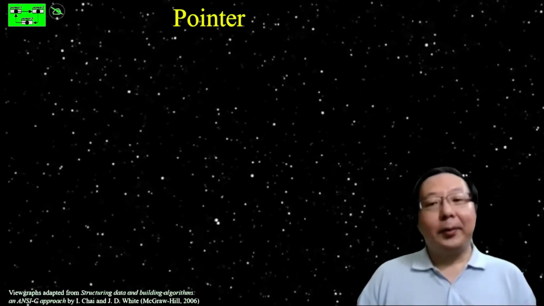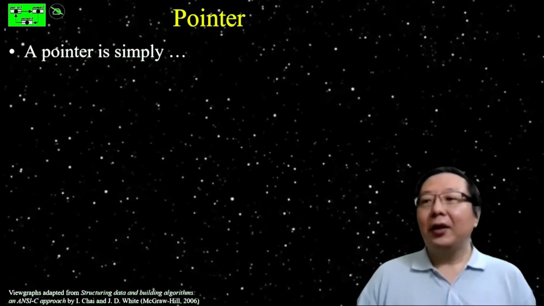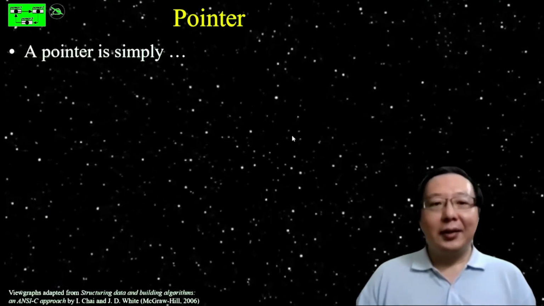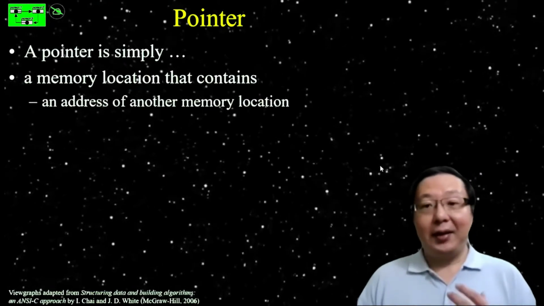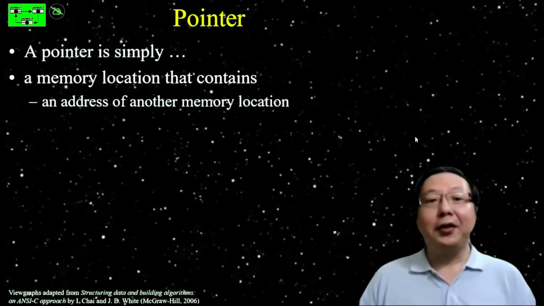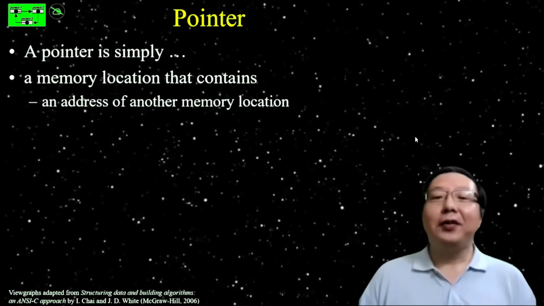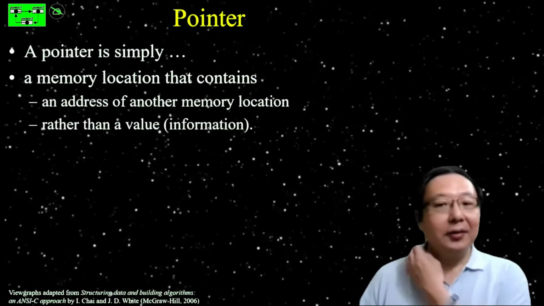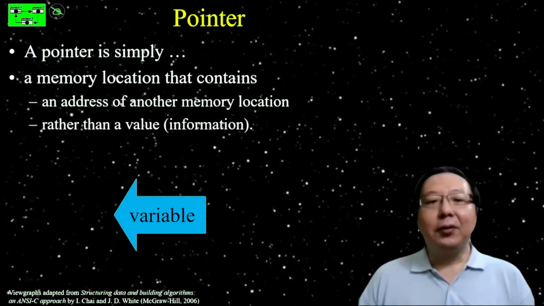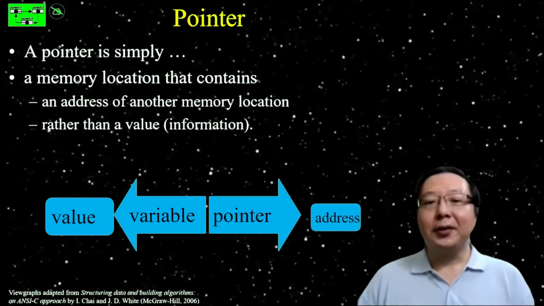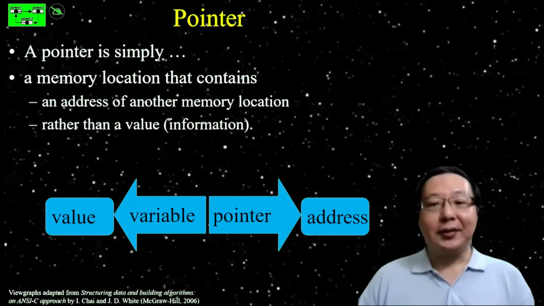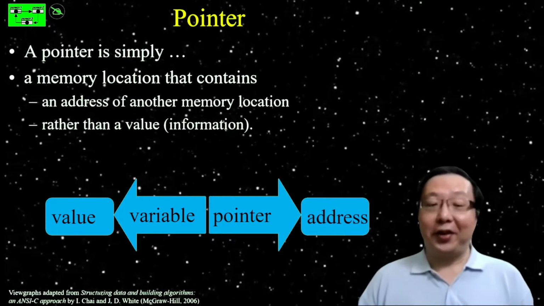Okay. What about pointers? A pointer is simply a memory location that contains, instead of a normal value, the address of another memory location. So, variables contain normal values. Pointers contain addresses of other variables usually.